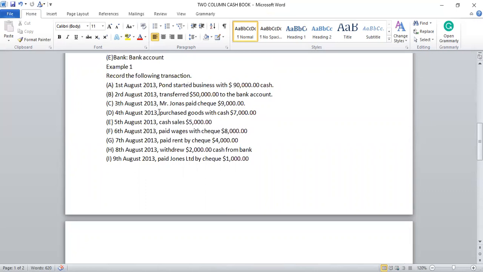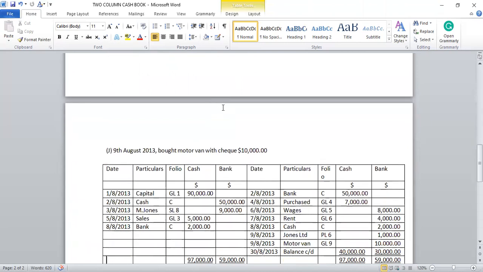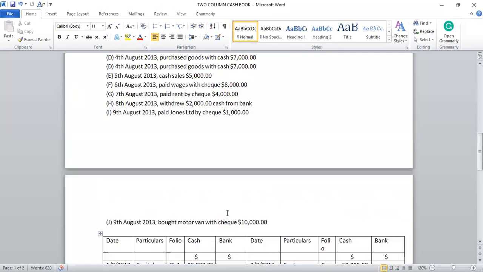Okay, 3rd August 2013, Mr. Jonas paid check $9,000. So he's paying. So Mr. Jonas, the bank account will be debited. So we come here, 3rd August 2013, Mr. Jones. The corresponding entry can be found in the sales ledger, page 8. That's for the folio column. Then we have the bank account being debited with $9,000 because Mr. Jones paid by check.